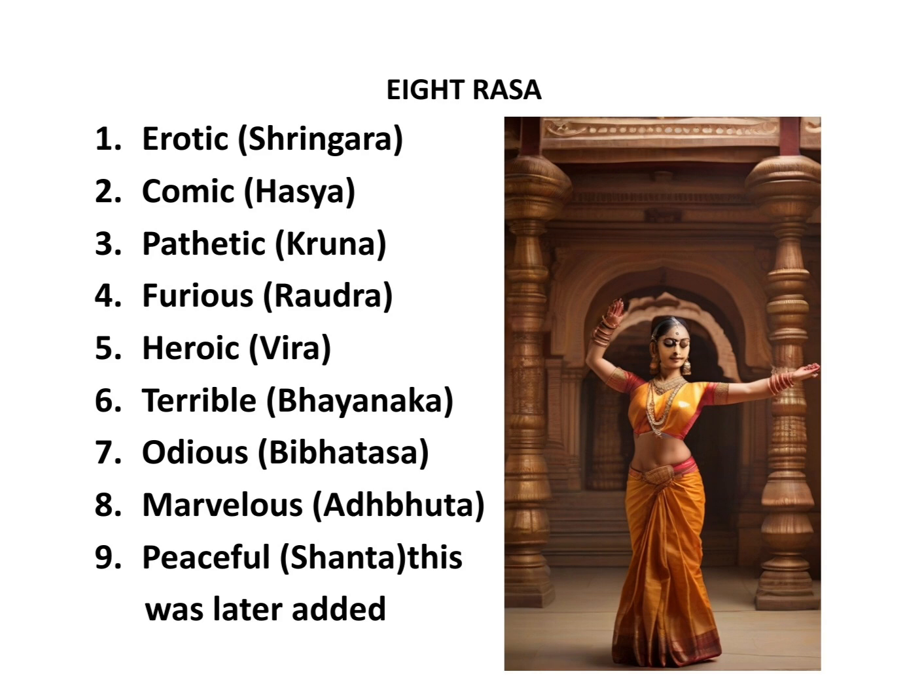Here are the 8 rasas. There is erotic, Shringara, comic, Hasya, pathetic, Karuna, furious, Raudra, heroic, Vira, terrible, Bhayanaka, odious, Bibhatsa, marvelous, Adbhuta, and peaceful, Shanta. This was later added at the last.